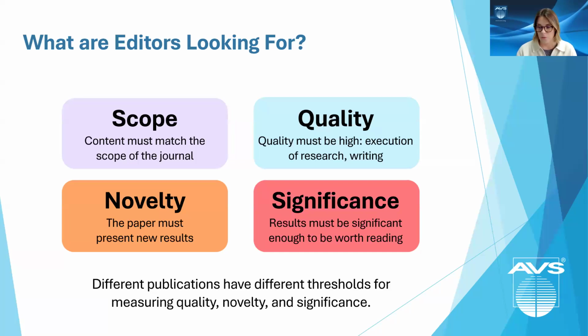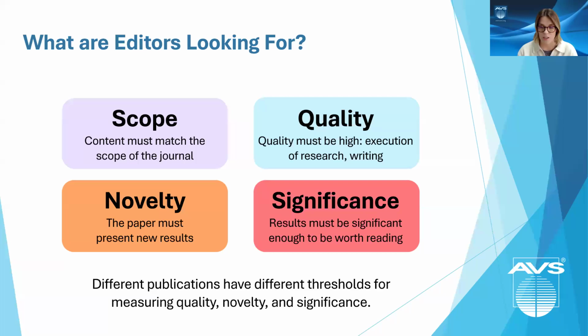So what are editors looking for when they receive a manuscript? There are 4 measures that editors use to evaluate manuscripts primarily, and these are scope, quality, novelty, and significance. So first and foremost, an article has to fall under the scope of the journal to which it was submitted. Then an editor has to deem that the quality appears to be high enough to deserve to be reviewed with sufficient execution of research and writing.